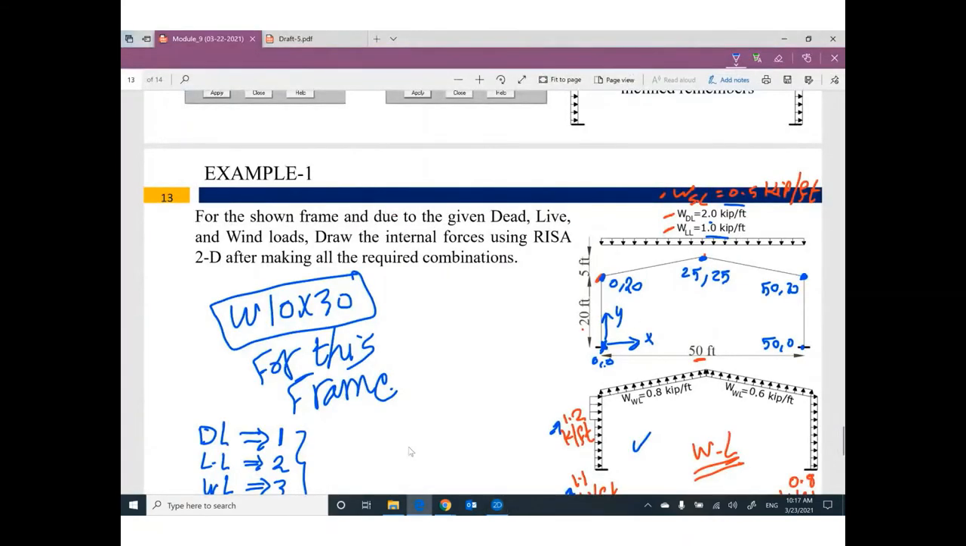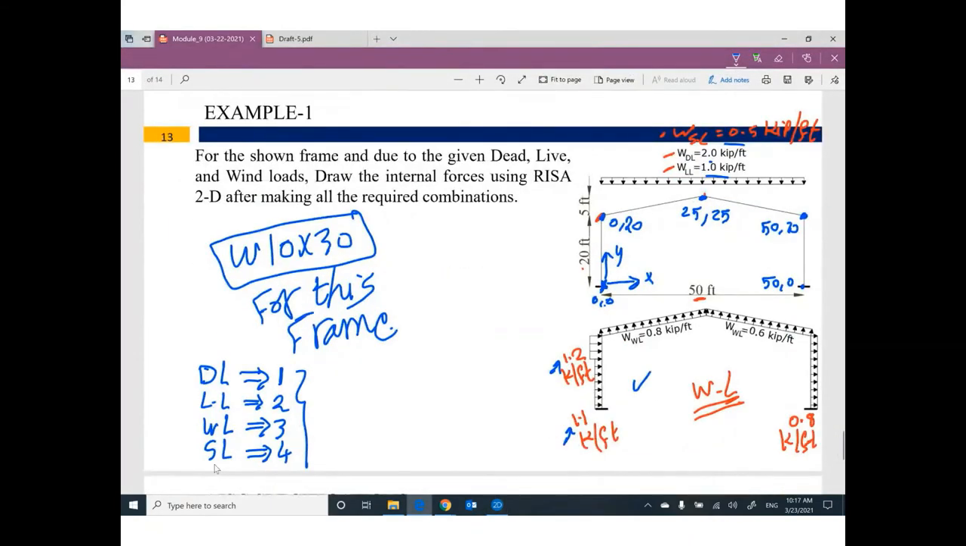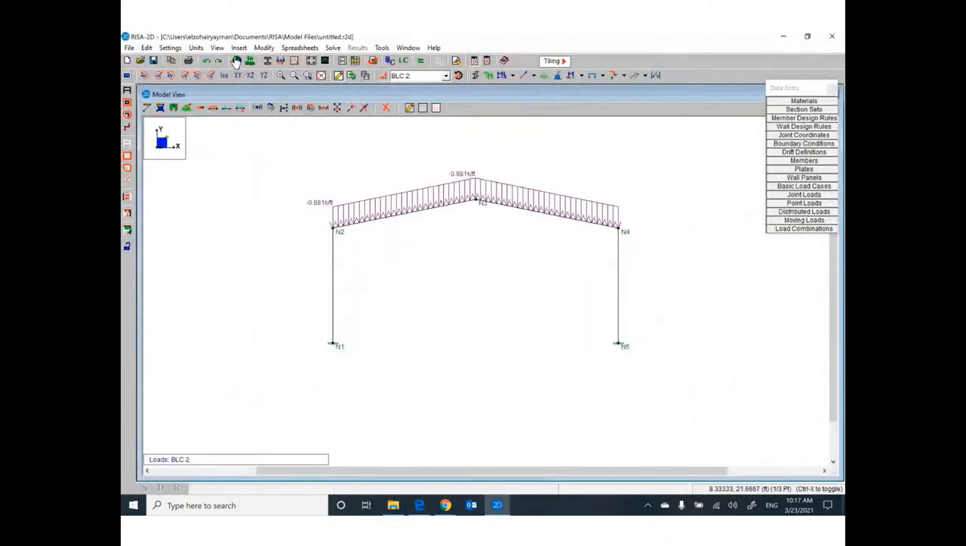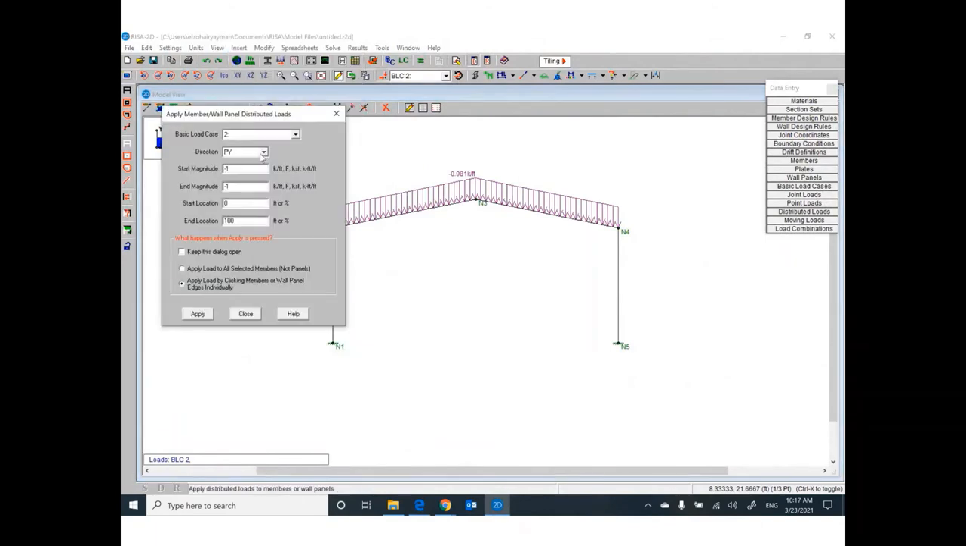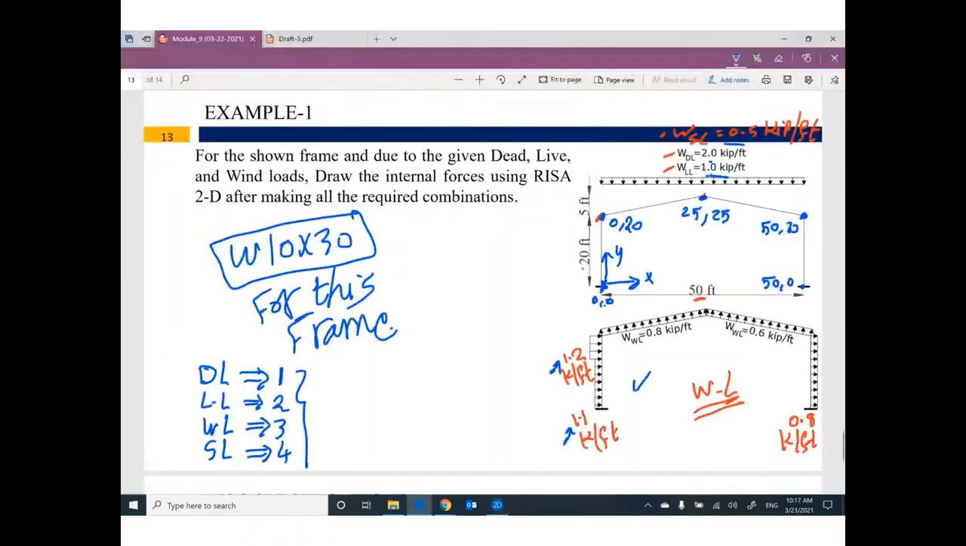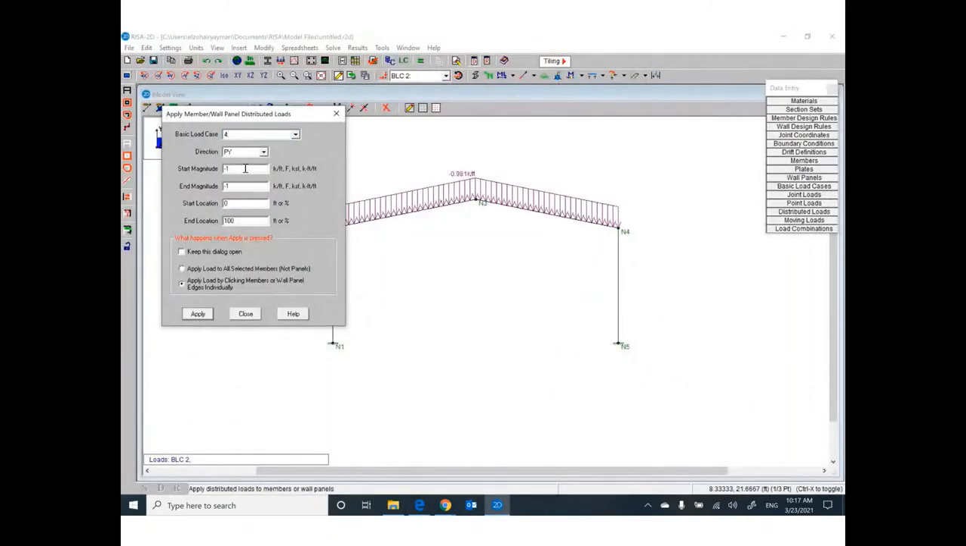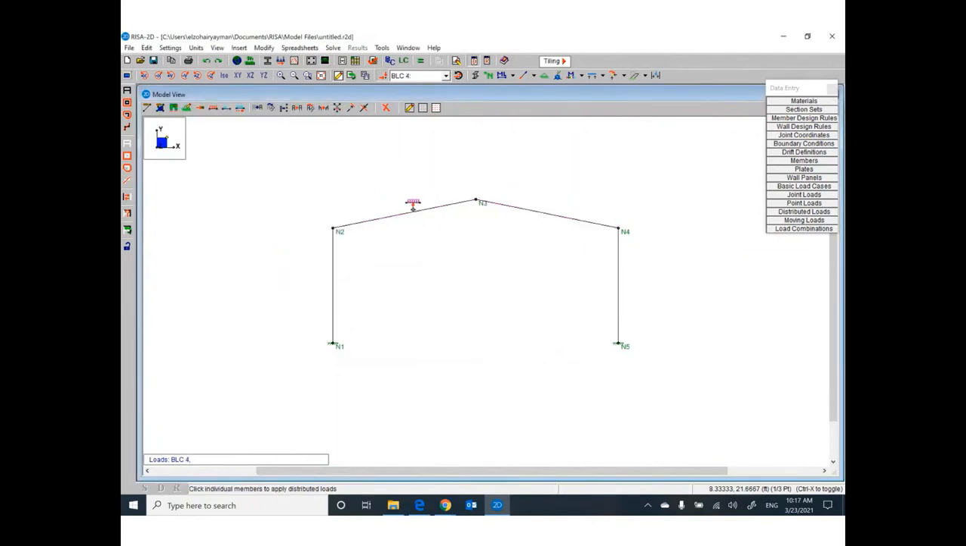The third load is the snow load in case number 4. So insert distributed load, case number 4. I assumed case number 4 for snow. Projection Y, what is the value of snow load? 0.5, so negative 0.5. Apply this one and this one. That makes sense. I am done with dead, live, and snow.